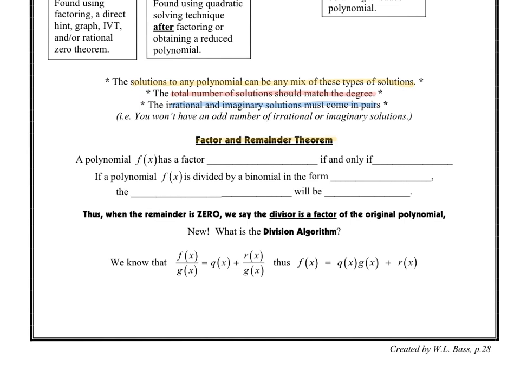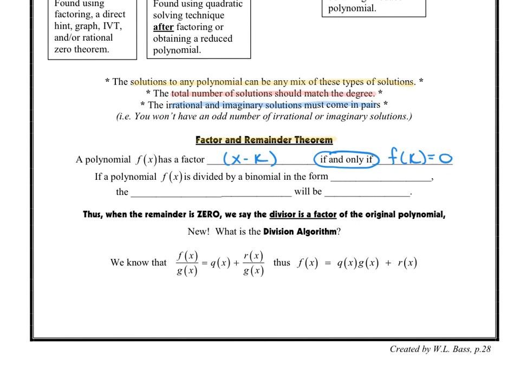The factor and remainder theorem says that a polynomial, we've studied what those are, has a factor, writing it in its factored form, x minus k, if and only if, this is important from your geometry days, f of k equals 0. So in other words, if you know something is a factor, then when you evaluate it for that k value, you'll get 0.